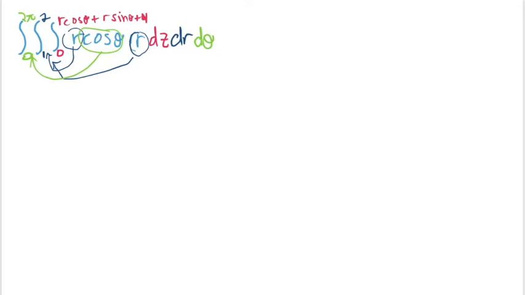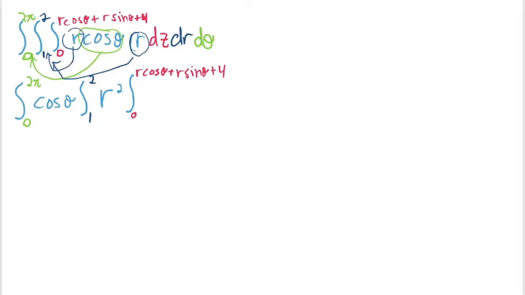So if we rearrange the integral, it's going to look like the integral from 0 to 2 pi of cosine theta, the integral from 1 to 2 of r squared, times that integral, which is going to be from 0 to r cosine theta plus r sine theta plus 4, and that's going to be of dz dr d theta.